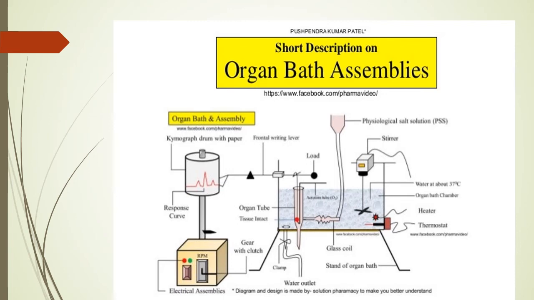Okay, this is now the proper organ bath assembly. So that is basically a kymograph with kymograph paper. That is basically an organ bath. There is the rod, and in that the intact tissue is present. It has two chambers, an inner chamber and an outer chamber. There is also a coiled part. There is also a thermometer attached to that organ bath.